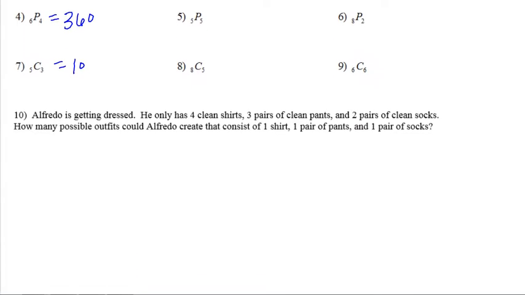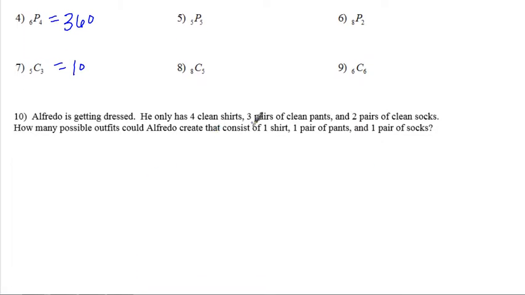Alfredo is getting dressed. He has 4 clean shirts, 3 clean pants, 2 pairs of clean socks. How can he make an outfit of a shirt, a pant, and a sock? So he has 4 different options for shirts, times 3 different options for pants, times 2 different options for socks. This is a counting principle question. So he could come up with 24 outfits from what he has left that's clean.